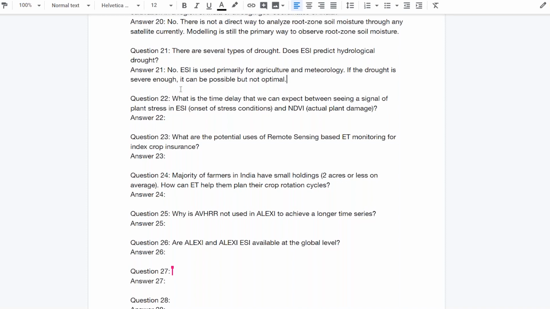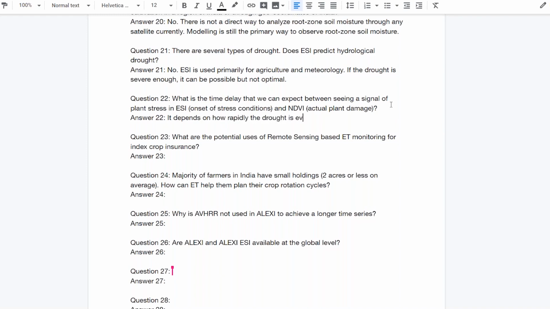Great. Question 22. What is the time delay that we can expect between seeing a signal of plant stress in ESI and NDVI, so the actual plant damage? I don't think we know. I think we kind of estimate, on the order of maybe 1 to 3 weeks. It just depends on how rapidly evolving the drought is, but from a standpoint of really trying to understand, that's still an area of open research.